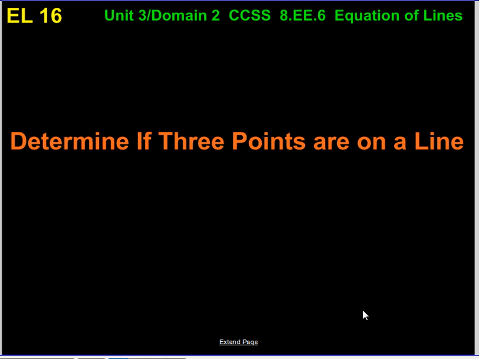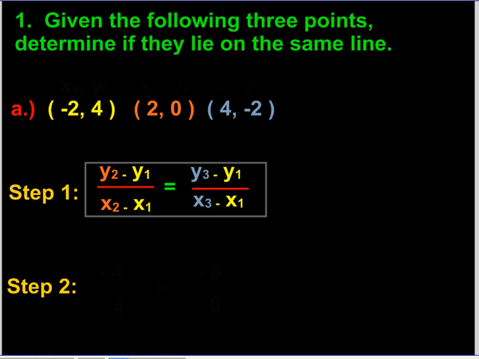Tonight's homework is EL16. Determine if 3 points are on a line. We'll start by taking a look at 1A. The coordinates we have are -2, 4, and we'll call those x1 and y1. 2 and 0, we'll call those x2 and y2. And 4 and -2, which we'll call x3 and y3.